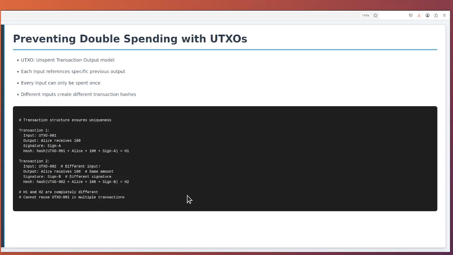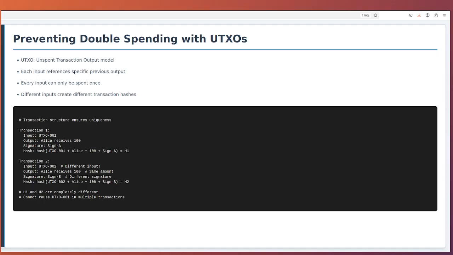Preventing double spending with UTXOs. Let's address an important question. What if someone tries to send the same payment twice? Wouldn't duplicate transactions have the same hash? This is where Bitcoin's UTXO model comes in. UTXO stands for Unspent Transaction Output. Bitcoin doesn't track account balances like a bank. Instead, it tracks individual chunks of Bitcoin that haven't been spent yet.